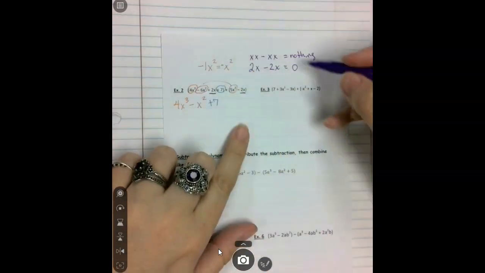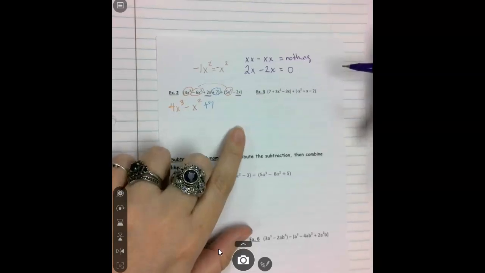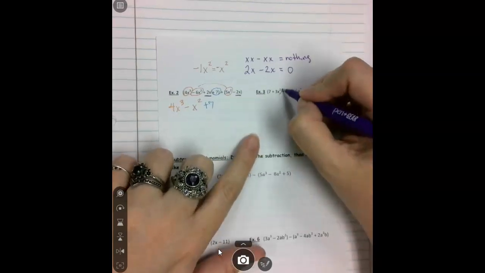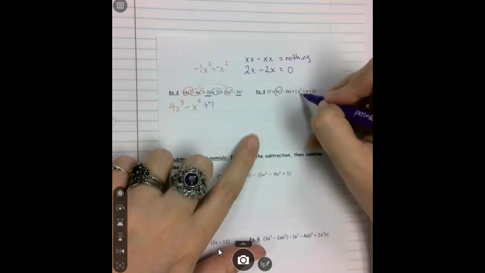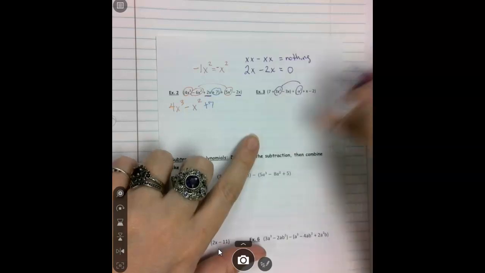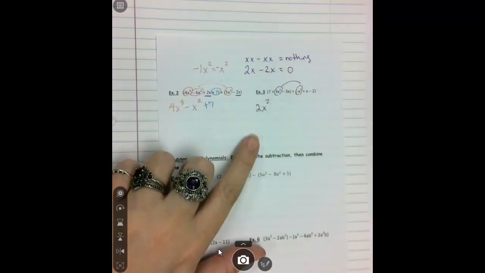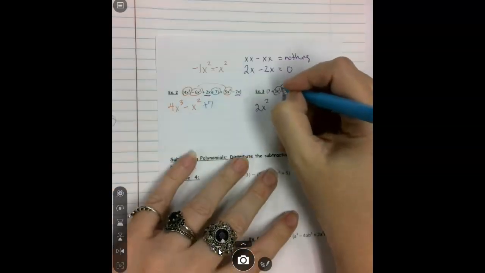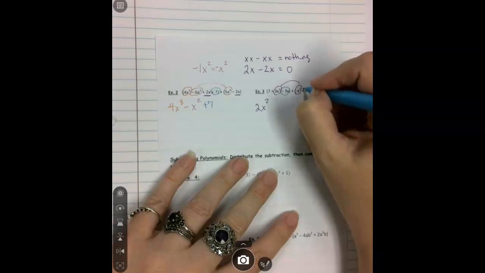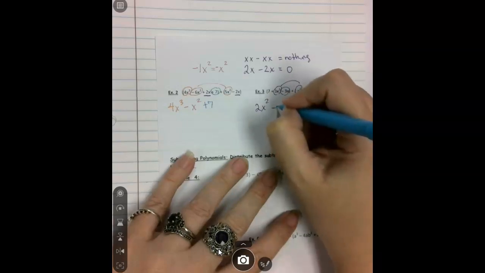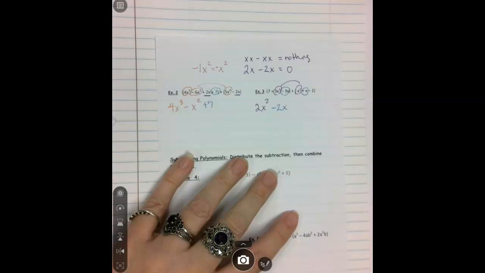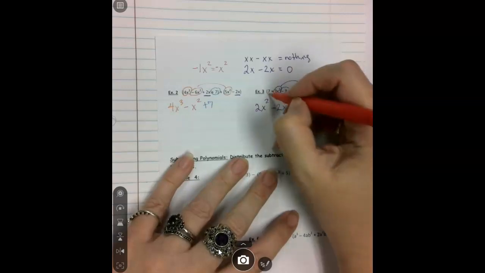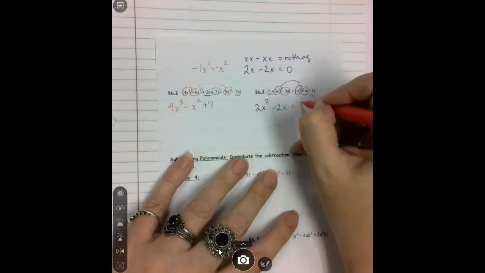Okay, my last one here. Notice this is not in the same order. I have to match up the ones that go together. So here's 3x squared goes with negative x squared. So these make 2x squared. Negative 3x goes with positive x. That gets me negative 2x. And finally I have a 7 goes with a negative 2, giving me 5.